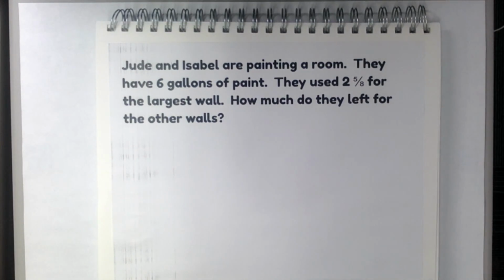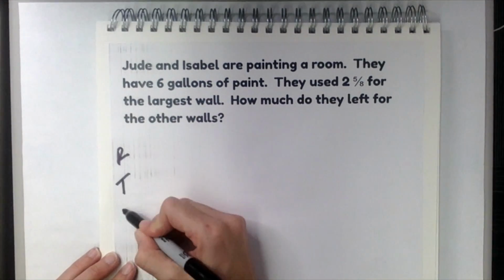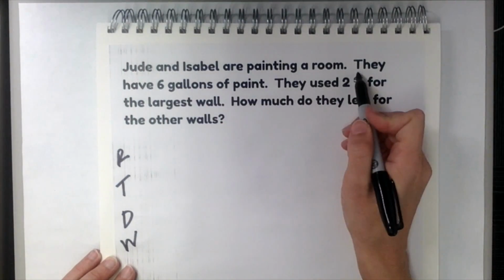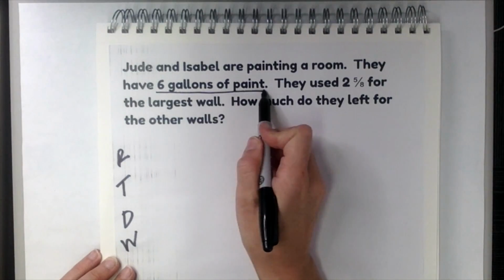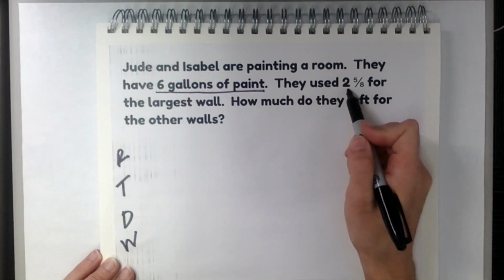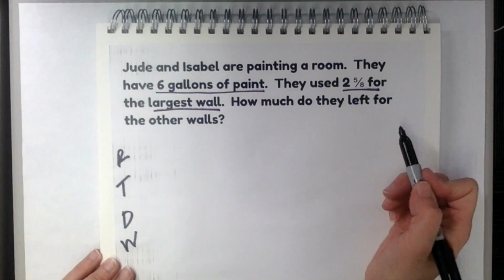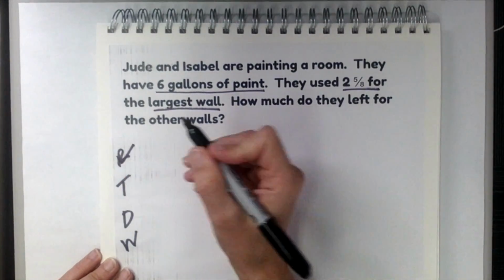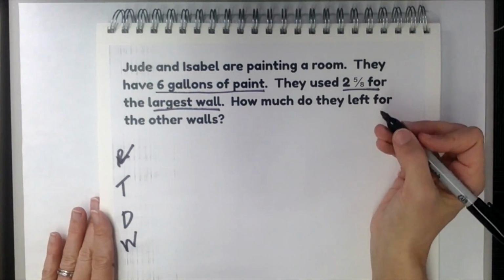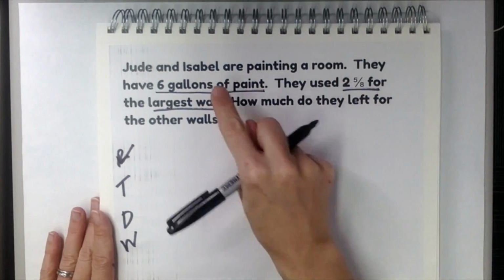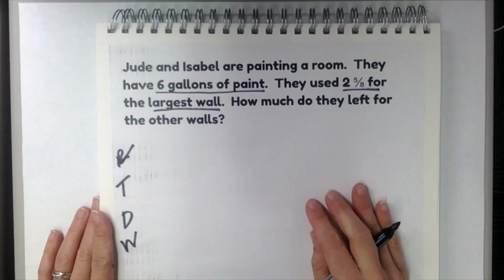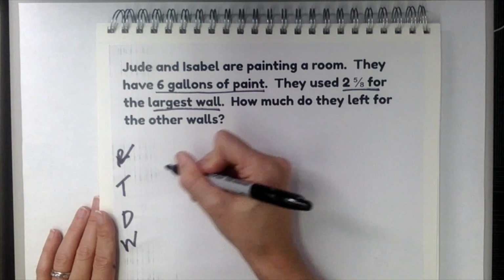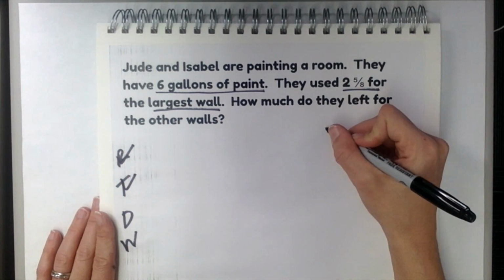Last one, RTDW. Let's read it. Jude and Isabel are painting a room. They have 6 gallons of paint. They use 2 5/8 for the largest wall. How much do they have left for the other walls? Okay, so it seems like we're going to be figuring out the difference, taking away what they've used to find the difference. So let's start by, we just thought about it, so we're finding the difference.